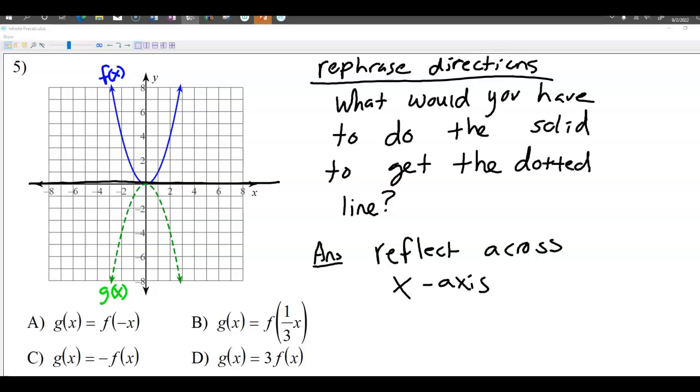Okay, now look at your chart. Find where it says reflect across the x-axis. Where's the negative, inside or outside? So g of x is the one where you should have a negative outside the parentheses. Which one is it? C. There you go. So what would you have to do to the solid line to get the dotted line? You'd have to reflect it across the x-axis, which means there's a negative outside the parentheses.